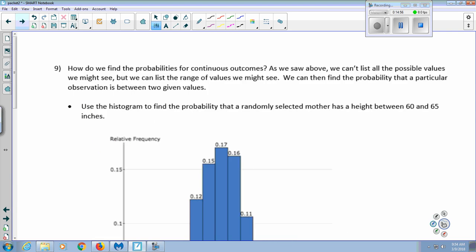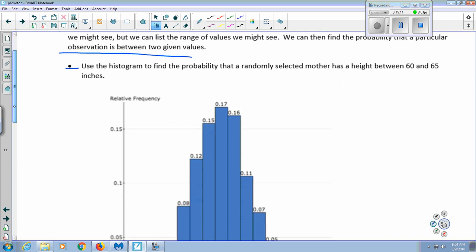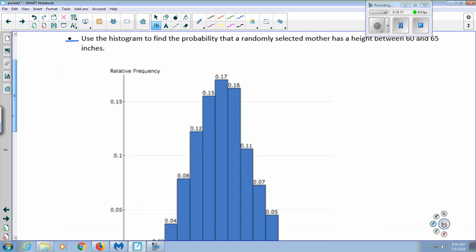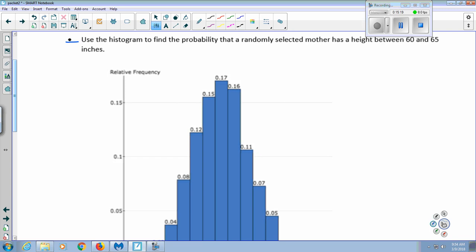How do we find probabilities for continuous outcomes? As we saw, we can't list all the possible values we might see, but we can list the range of values we might see. We can find a probability that a particular observation is between two given values. So use the histogram to find the probability that a randomly selected mother has a height between 60 and 65 inches.